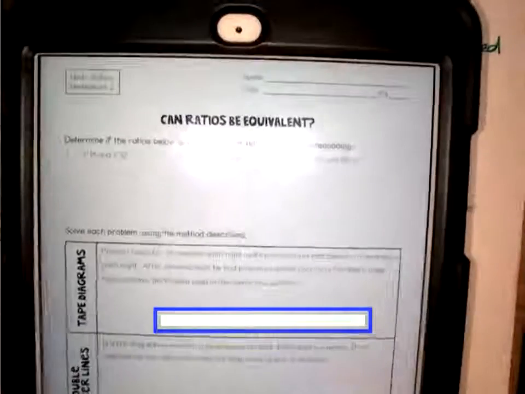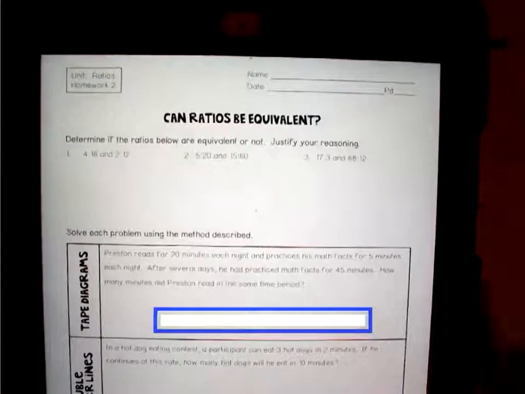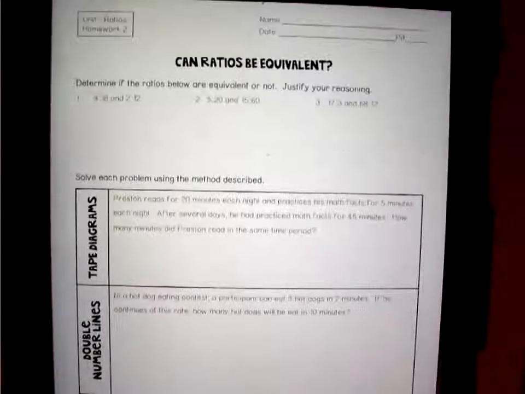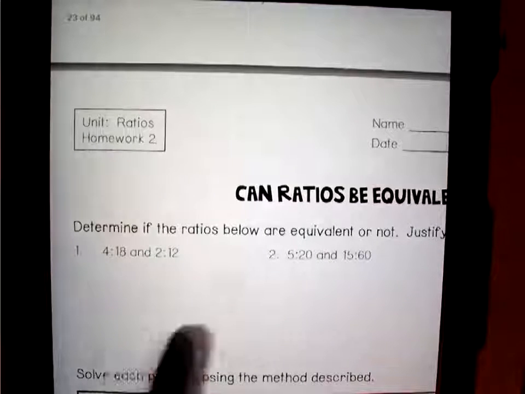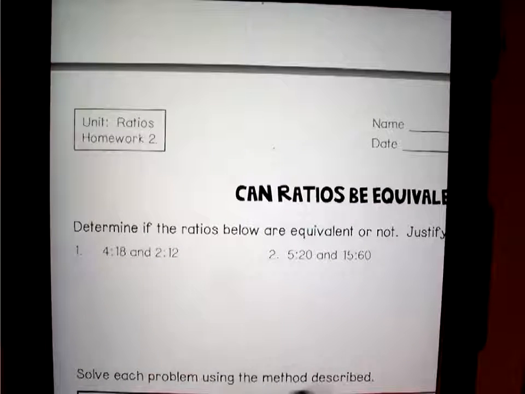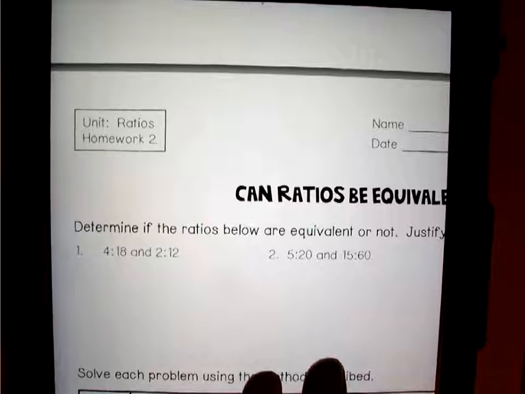In all honesty, guys, that's probably the easiest unit, especially when it comes to homework. It's exactly the same thing. Our notes were set up just like this. We have our 3 different methods that we're going to use, and we're going to practice determining if it's equivalent or not. I suggest you guys set up tables like 4 and 18 and 2 and 12 to see if both of the sides have to be doing the same exact thing, like if it's being doubled, if it's being tripled. If it's not, that means it's not going to be equivalent.